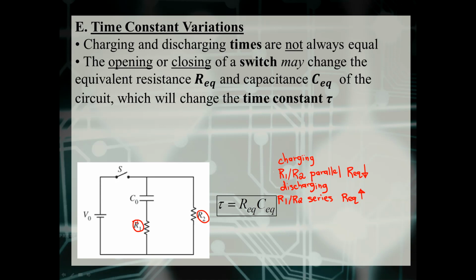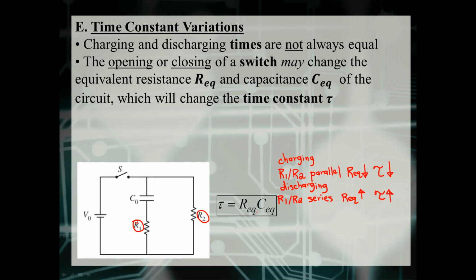So in the charging phase, because Req drops because you have resistors in parallel, that actually makes the time constant lower. In the discharge phase, because the equivalent resistance is bigger due to the resistors being in series, that makes Req go up. And if the equivalent capacitance is constant, which it is, because we're not changing the capacitor here, that would cause the time constant to go up.